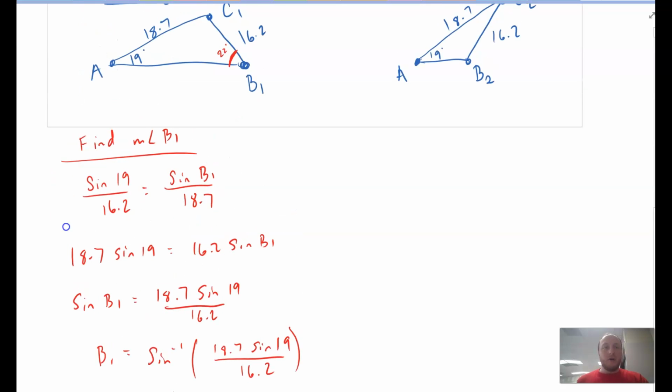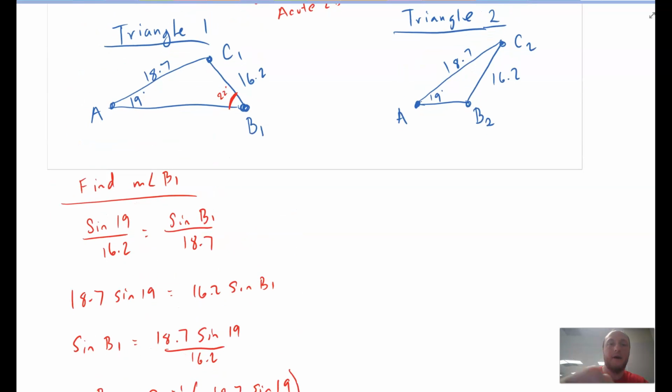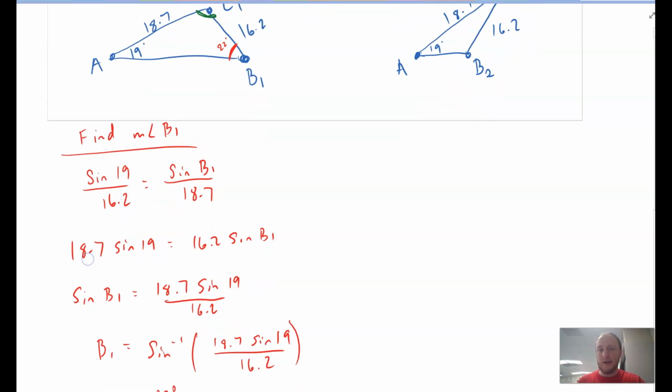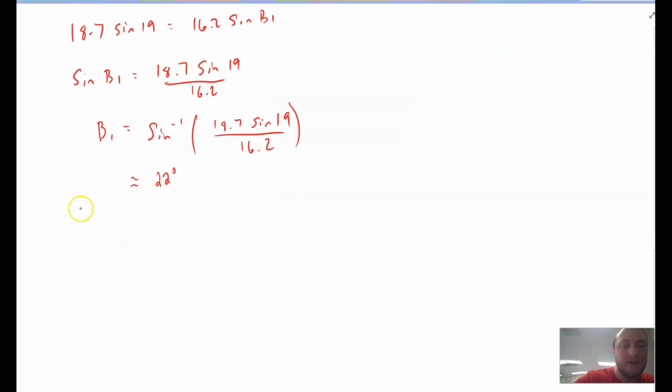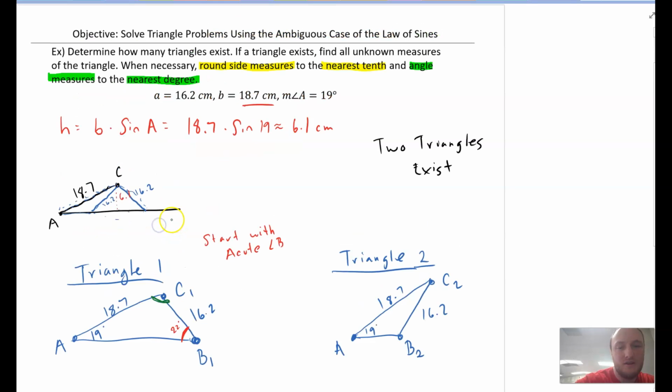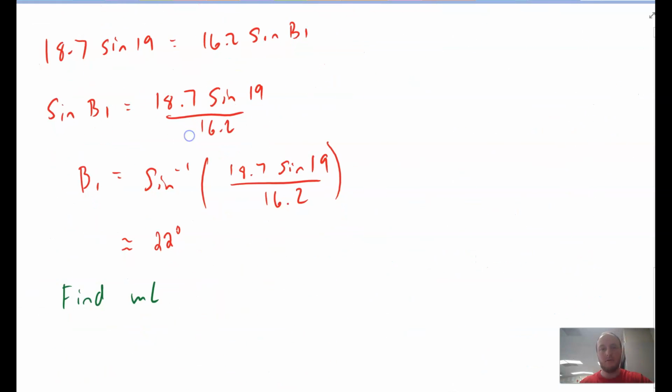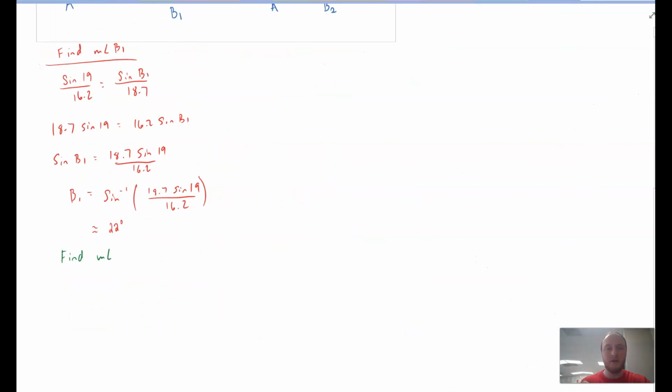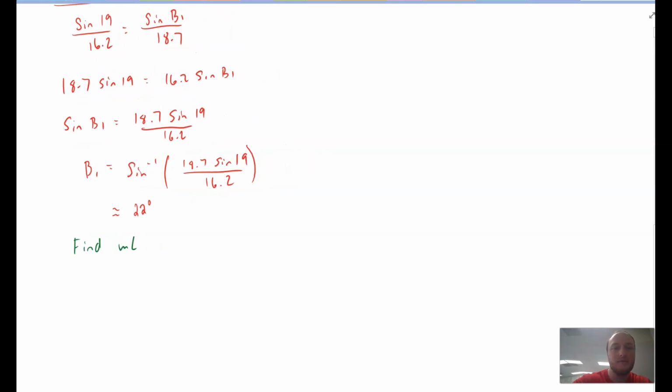What about angle C? How many degrees are there in a triangle? 180, yes. So next we have to find the measurement of angle C1.